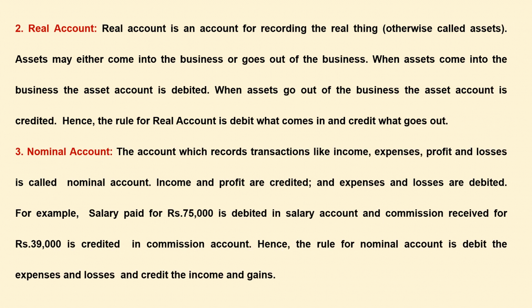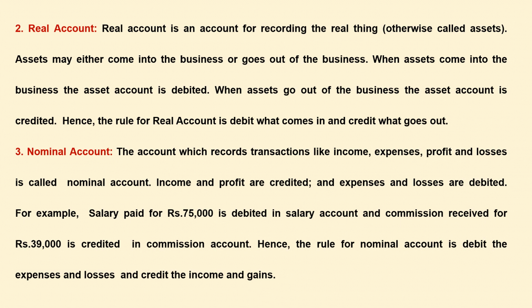Second one, real account. Real account is an account for recording the real thing, otherwise called assets. Assets may either come into the business or go out of the business. When assets come into the business, the asset account is debited, that is inflow of assets. When assets go out of the business, the asset account is credited. Hence, the rule of real account is debit what comes in and credit what goes out. Asset comes in means inflow of asset, and assets go out means outflow of the assets.